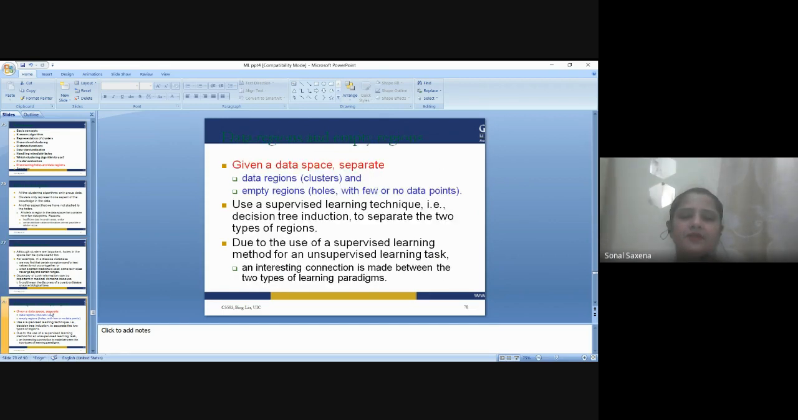Then, given a data space, separate data regions and empty data regions can be found, and a supervised learning technique, decision tree induction, can be used to separate the two types of region. Due to the use of a supervised learning method for an unsupervised learning task, an interesting connection is made between the two types of learning paradigms.